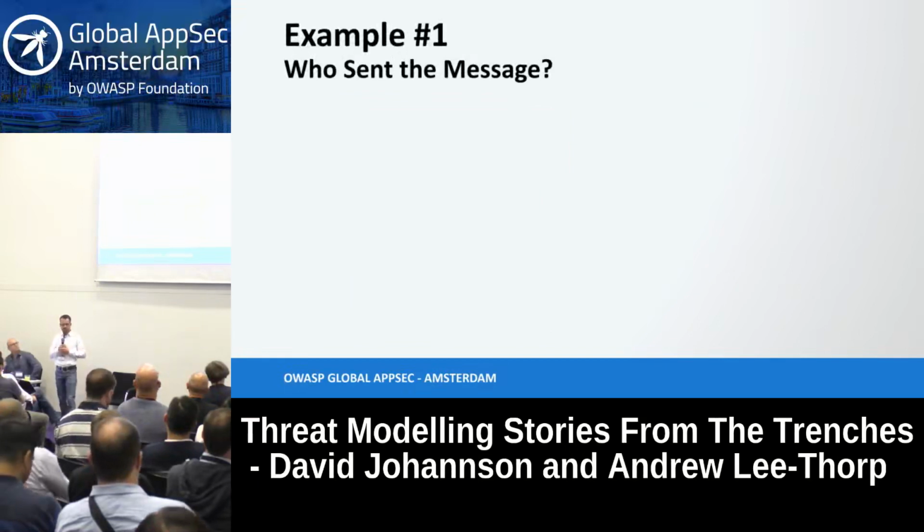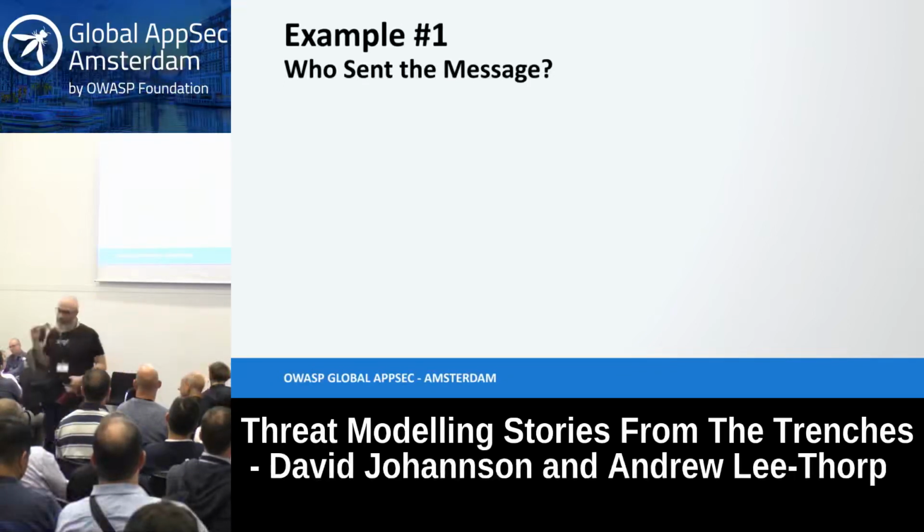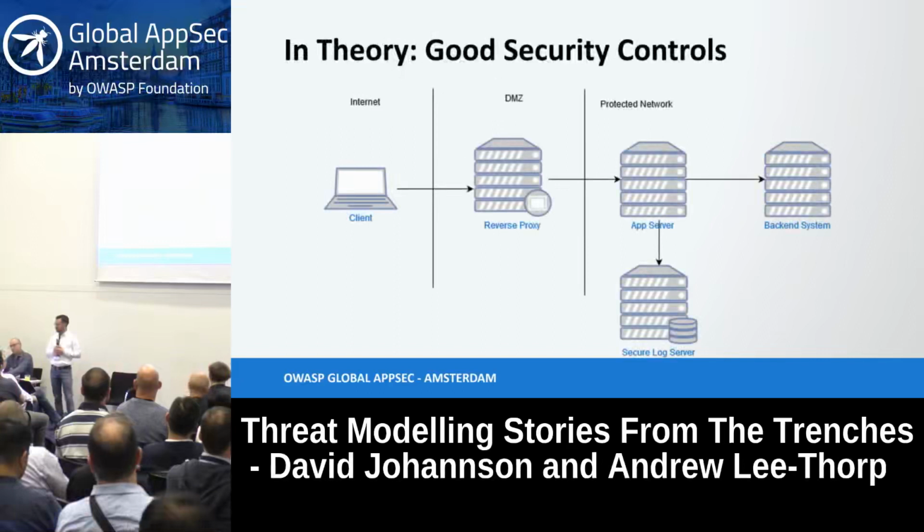So the first one is about who sent the message, and it's about a system that on the surface had very good security controls and looked to be very secure, but in reality, it was actually really hard to tell who sent the message in the system. So if you look at it first, we see that it was a classic type of system with various different tiers.